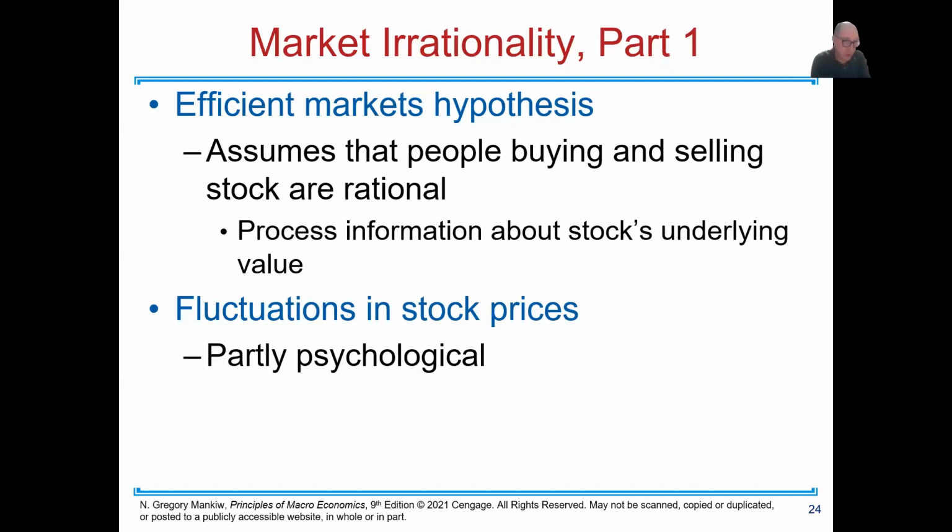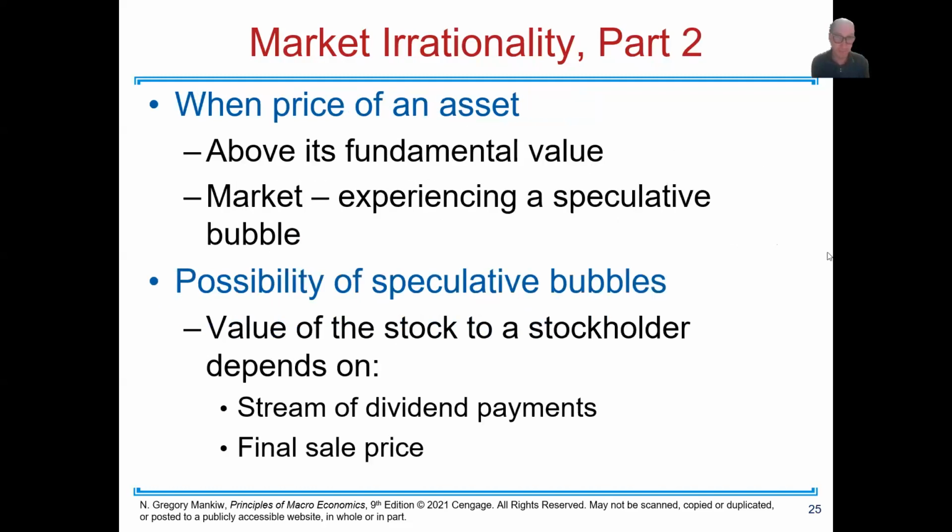The fluctuations in stock prices are partly psychological. The reason stock prices fluctuate is because of changes in value. The buying and selling of stock at certain volumes will impact the stock price. Some people think it's because of changes in behavior. To some degree it is, but it causes the market to behave irrationally.